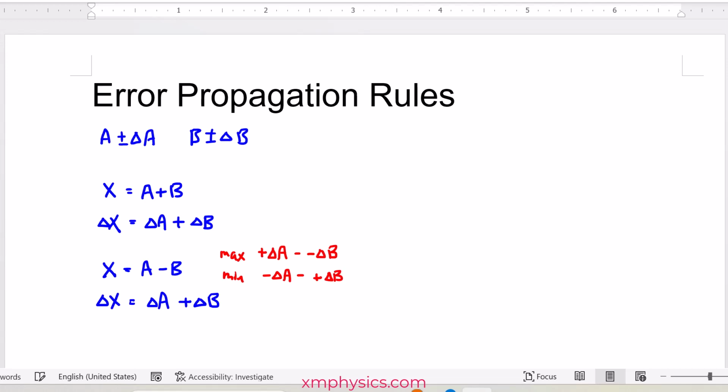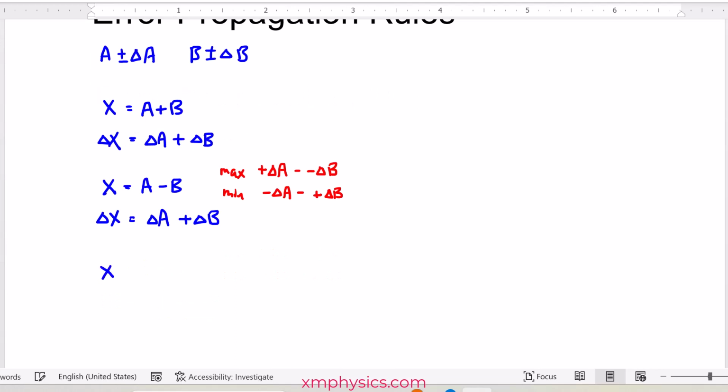So you see, we are going after the worst case scenario. So we can always arrange the signs of our delta A and delta B such that we end up summing up delta A with delta B. So it doesn't matter whether you are doing A plus B or whether you are doing A minus B, the uncertainties always add up.